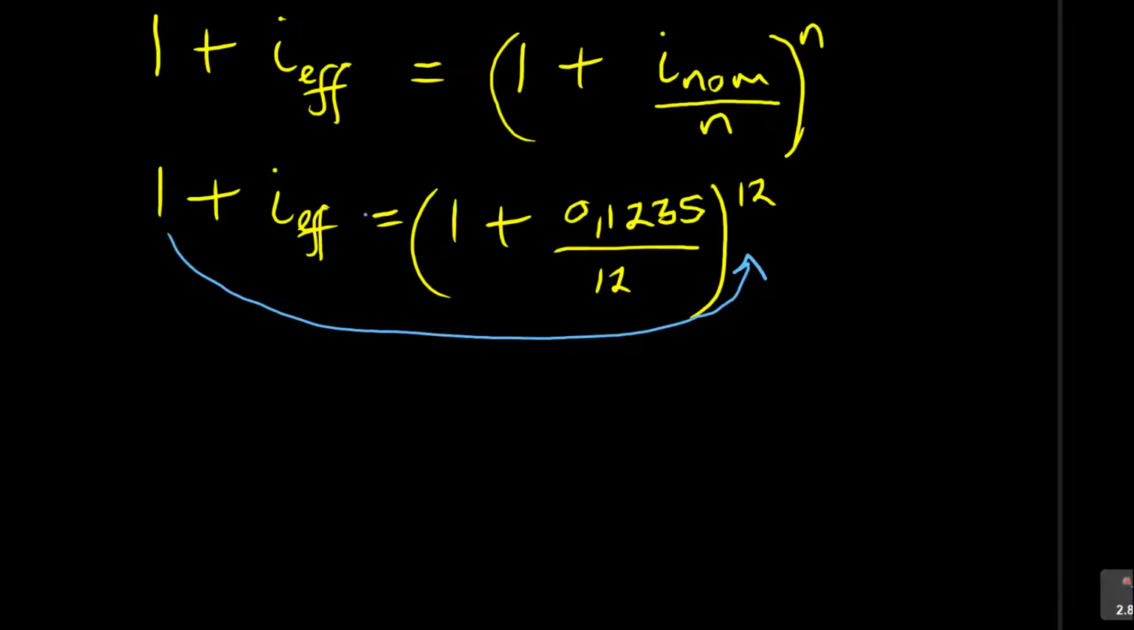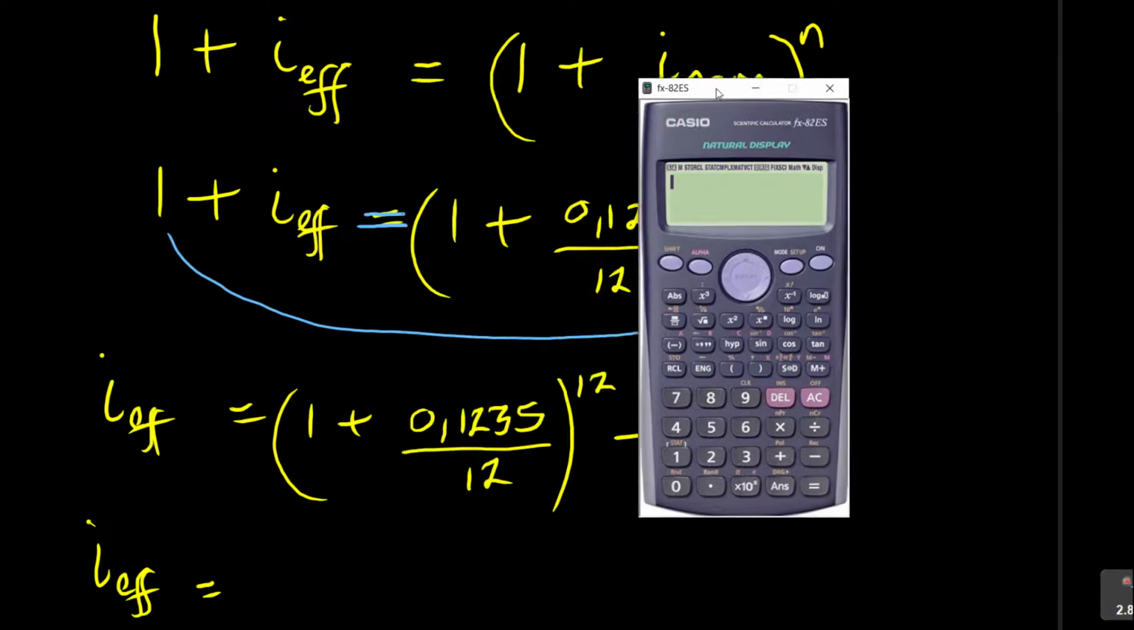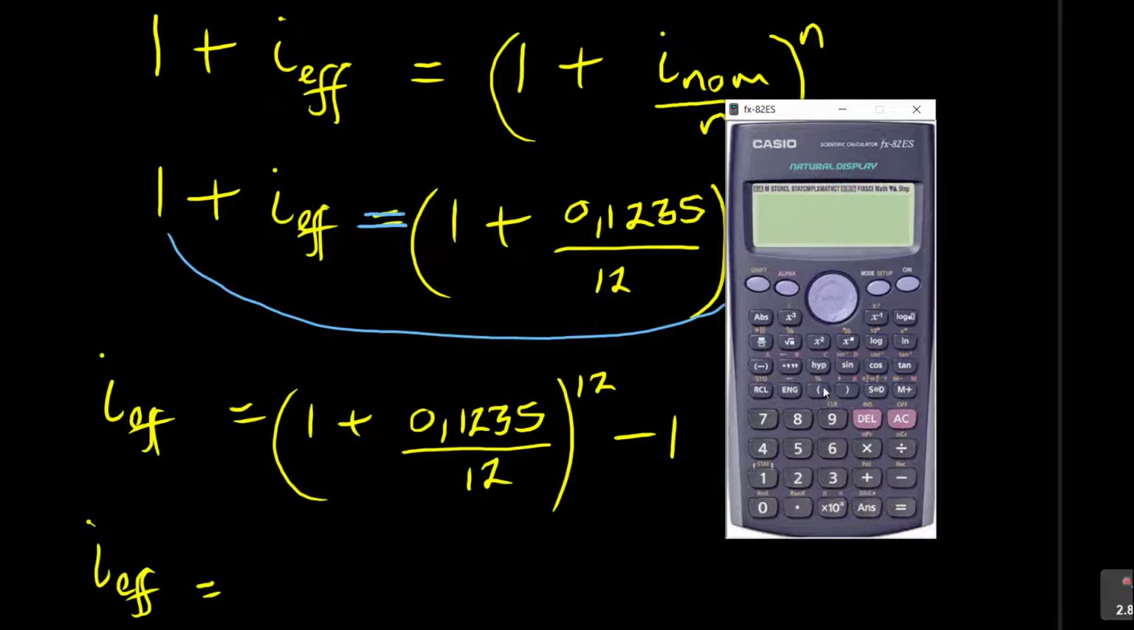Take 1, let it join this side, let it cross the equal sign from positive to negative, so that you've got IEFF equal to (1 plus 0.1235 over 12) to the power 12, minus 1. Then you calculate the effective interest rate. Obviously you'll need a calculator at this stage. So it will become what? Brackets first, don't forget.